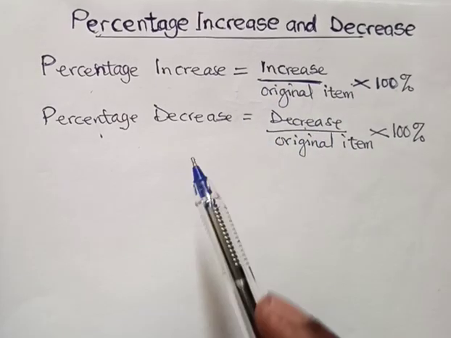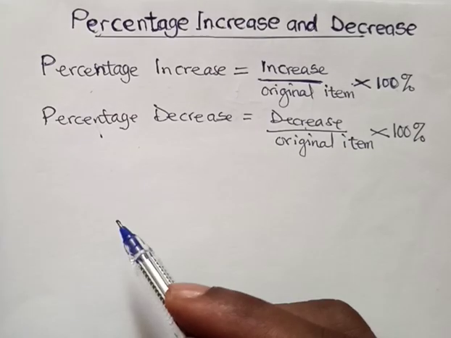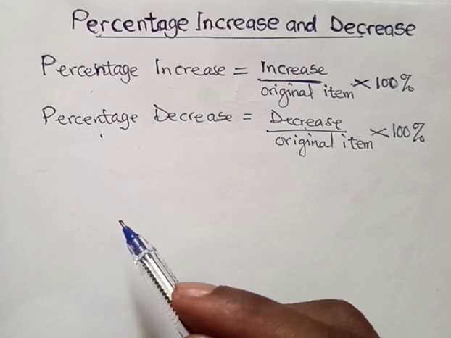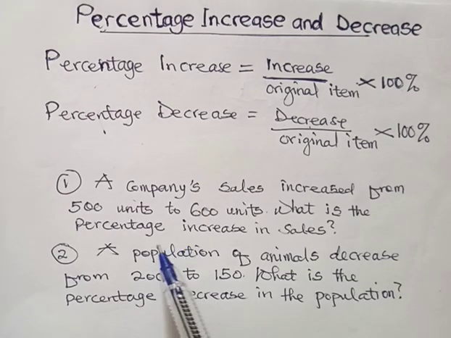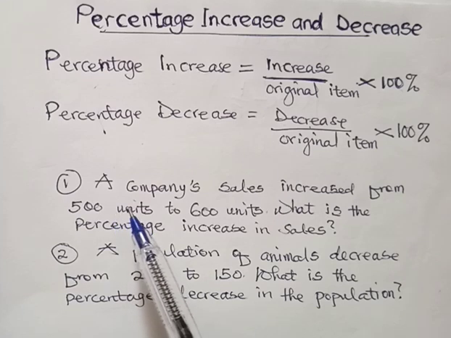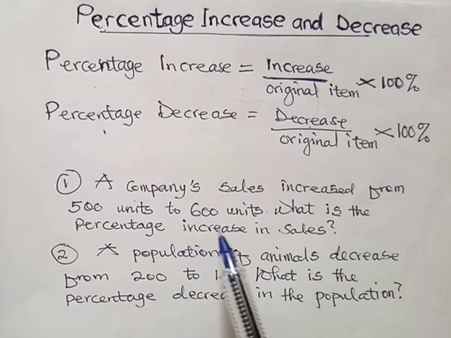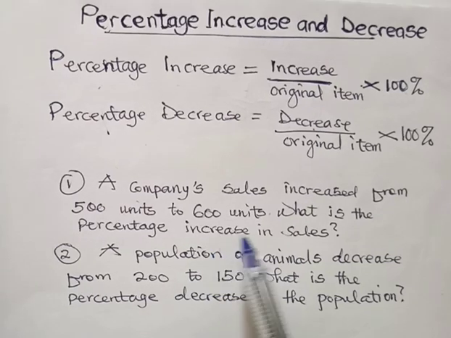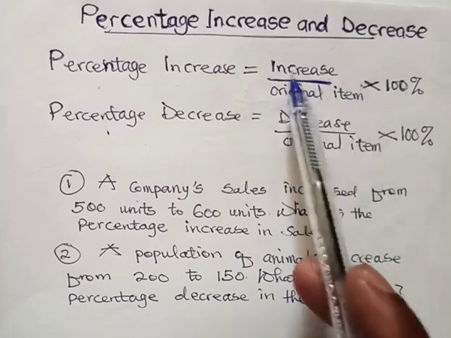Okay, so we will not waste time. Let's look at our first example so that we look at how we can solve these types of questions. Let's look at these two questions. The first question says a company's sales increased from 500 units to 600 units. What is the percentage increase in sales? So this one, we are looking for the percentage increase, so we look at the first formula, that is increase.